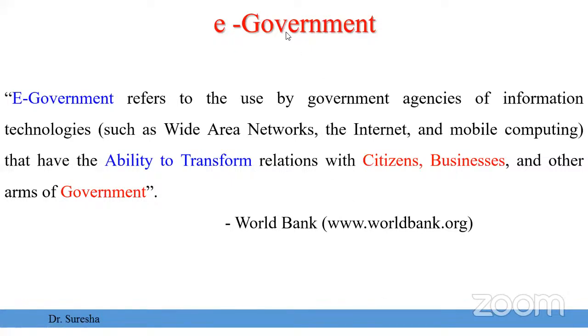So here we are going to see what is the difference between e-government and e-governance. That is very important. So we'll see some of the definitions. E-government refers to the use by government agencies of information technology such as wide area networks, the internet, and mobile computing that have the ability to transform relations with citizens, business, and other arms of government. This is how the World Bank has given the definition of e-government.